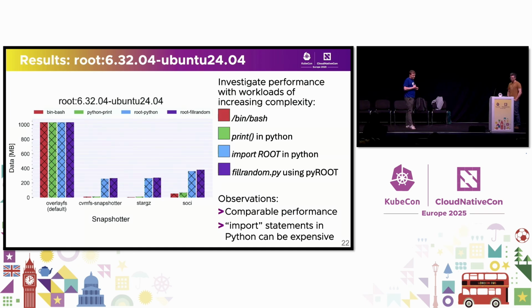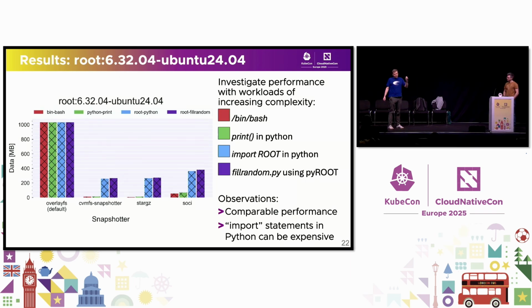Now here, comparing again first the data throughput, we're doing this for different complexities. The first thing is just getting the bash prompt in place, so that's shown in red. Then starting Python, which is doing a bit more than just getting our shell ready. And then we do some importing of ROOT, because we download a ROOT image, so there are the Python bindings to this ROOT software available, and you can see that at that point, you actually start downloading significant amounts of data. And then we're doing something like filling a histogram in a random way using this Python ROOT implementation.